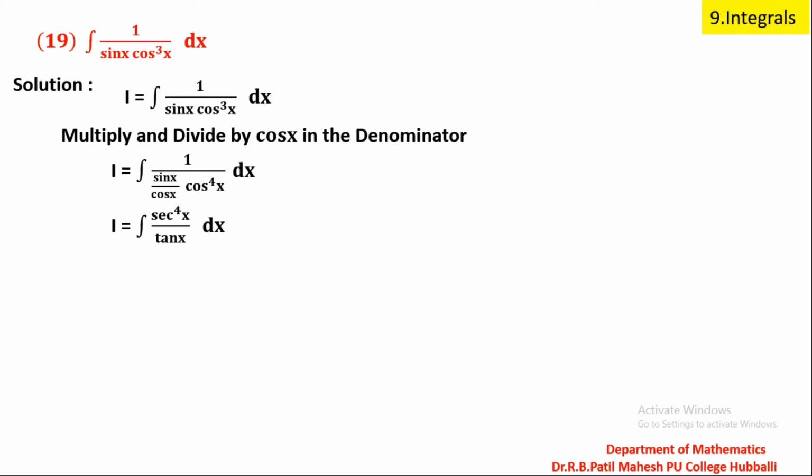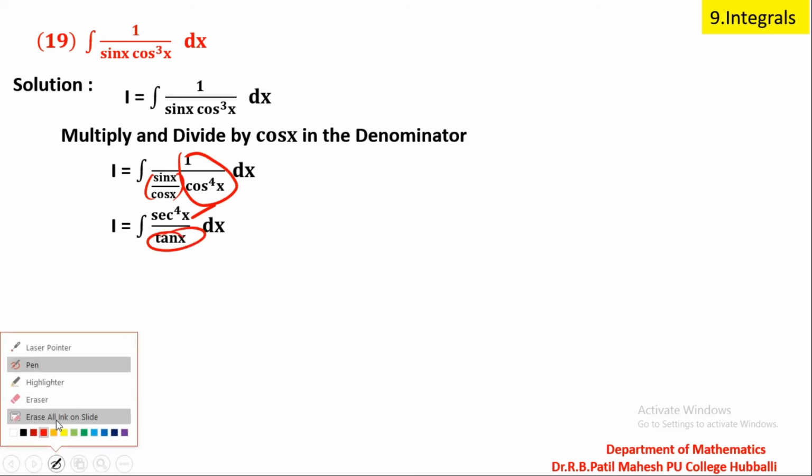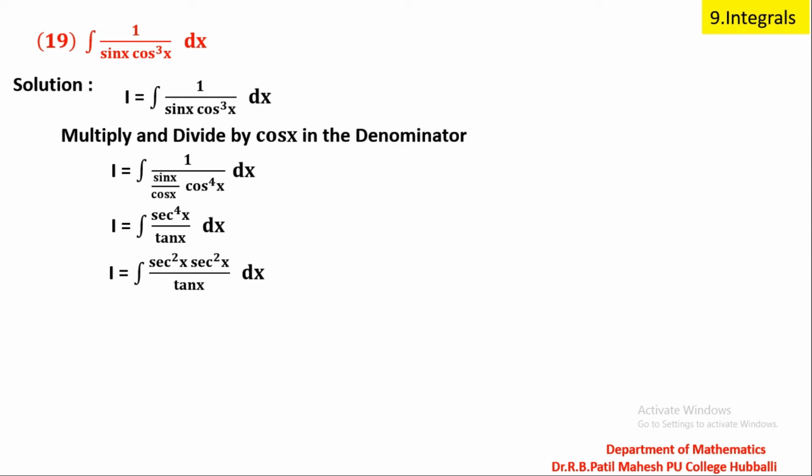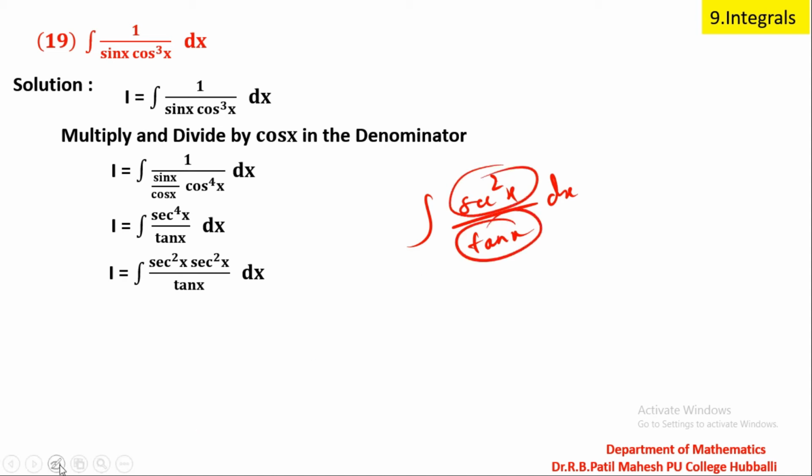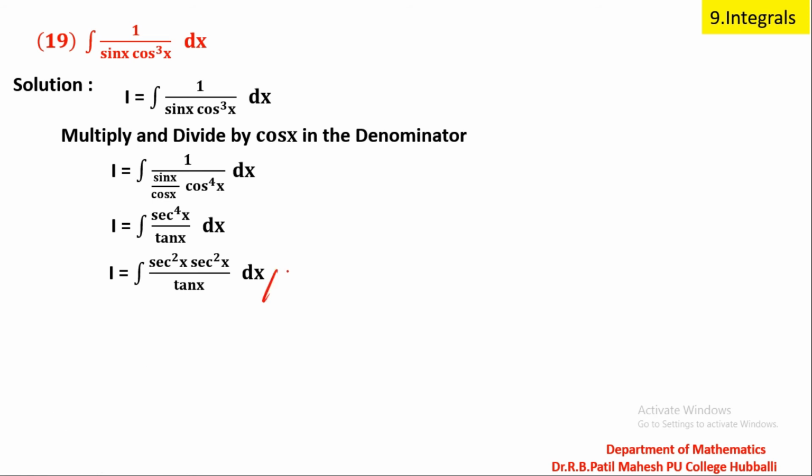So that 1 upon cos raised to 4x is, and in the denominator sin x by cos x is tan x. No changes. Next, students, you have seen a problem secant square x upon tan x. Long back you have seen it in the previous classes. Here directly we say put t equal to tan x because its derivative is there.